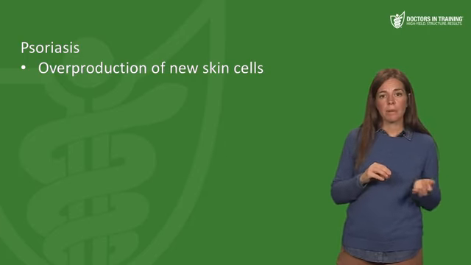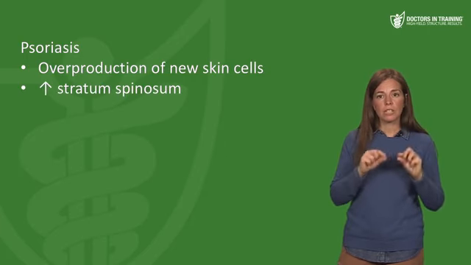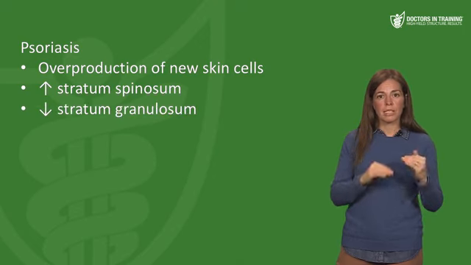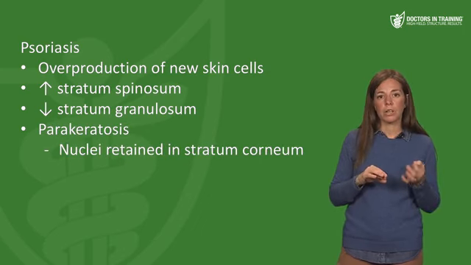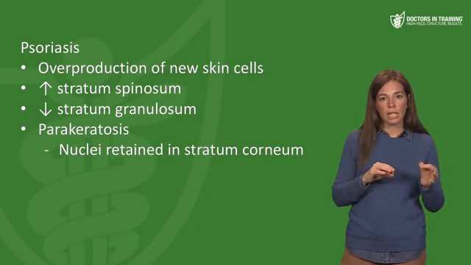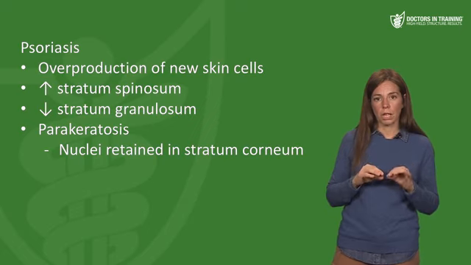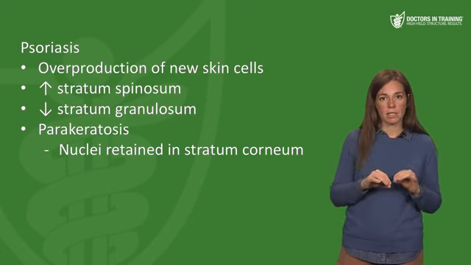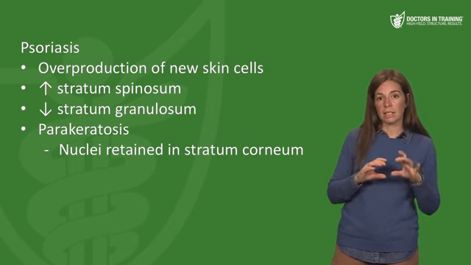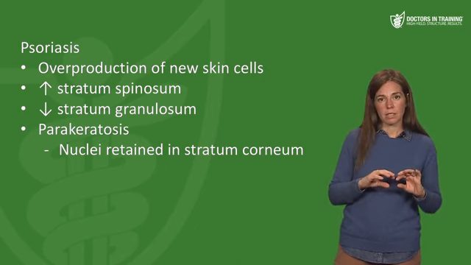And if you look at the skin microscopically, you notice an increase in the stratum spinosum and a decrease in the stratum granulosum. And sometimes you'll see psoriasis associated with something called parakeratosis. This is where you see nuclei retained in the stratum corneum. So that's definitely a term you also want to associate with psoriasis. If you see parakeratotic scaling, think about psoriasis.